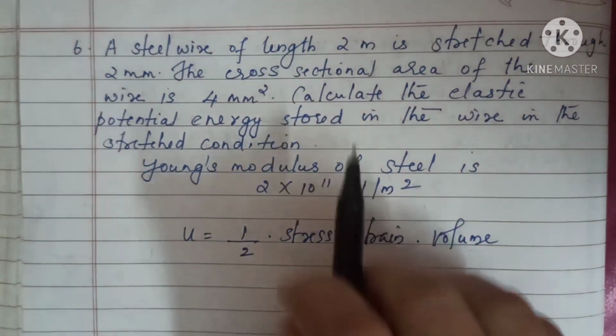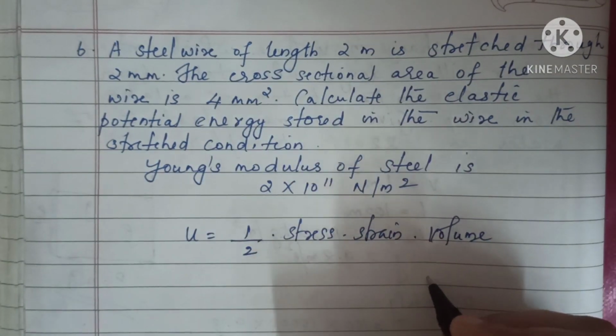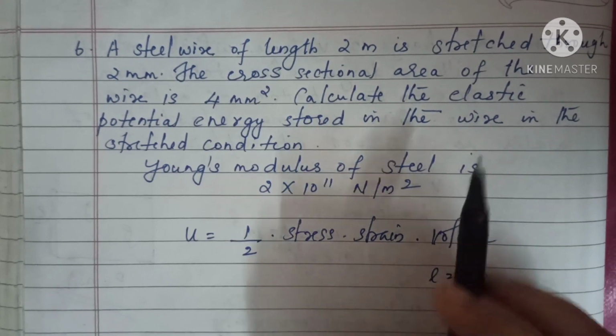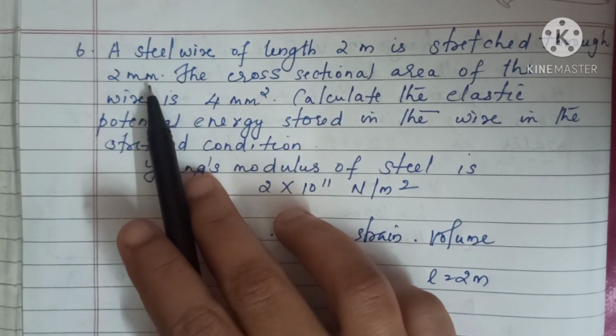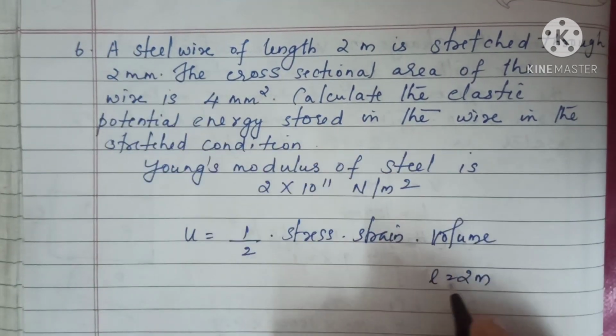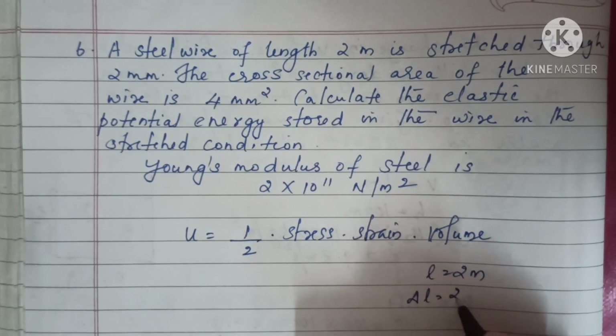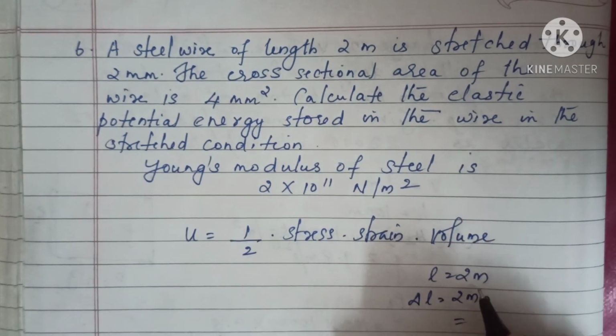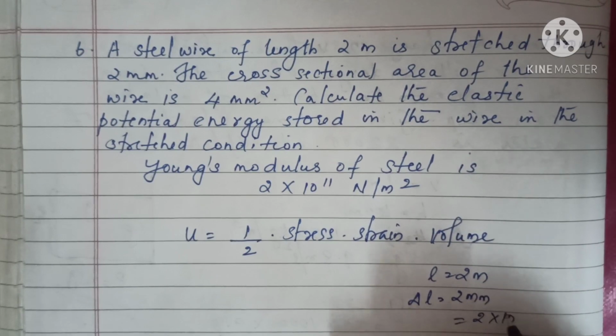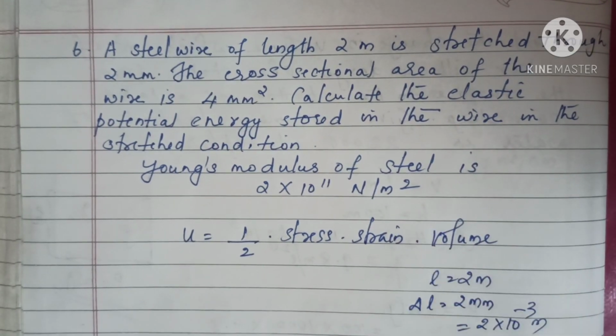And here the length is given. What is the length? Length is 2 meters. It is stretched through 2 millimeter. That means what is the change? Change happened is 2 millimeters. That can be converted to meter. That is 2 into 10 power minus 3 meters.